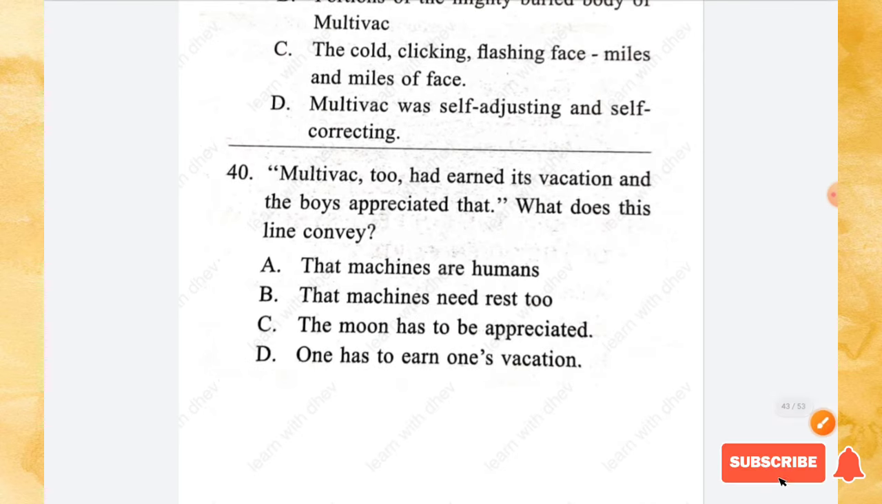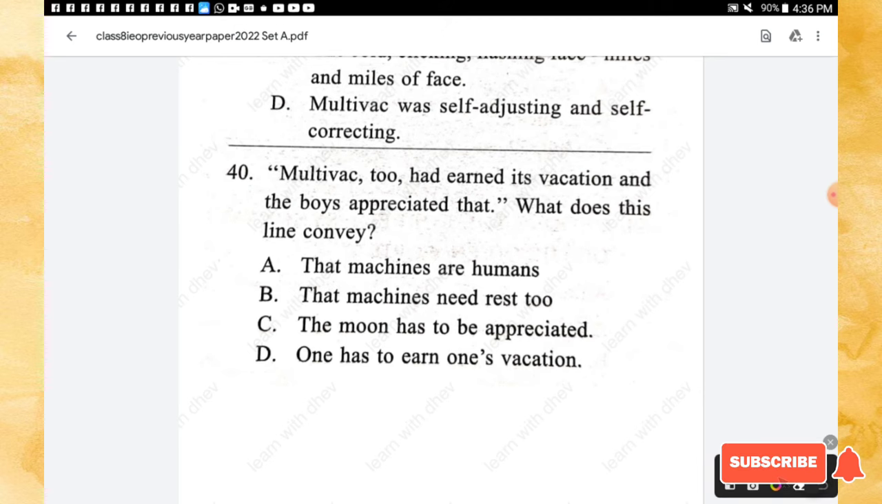Question number 40. "Multivac too had earned its vacation and the boys appreciated that." What does this line convey? That machines are humans, that machines need rest too, that the moon has to be appreciated, that one has to earn one's vacation. The right answer is option B, that machines need rest too.